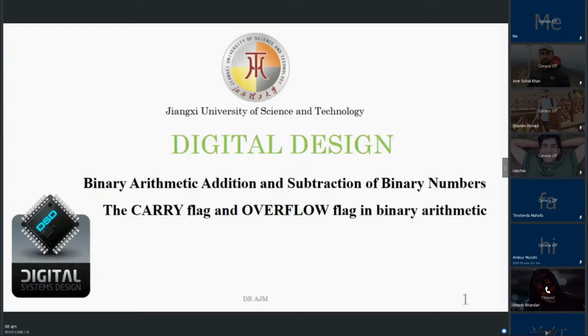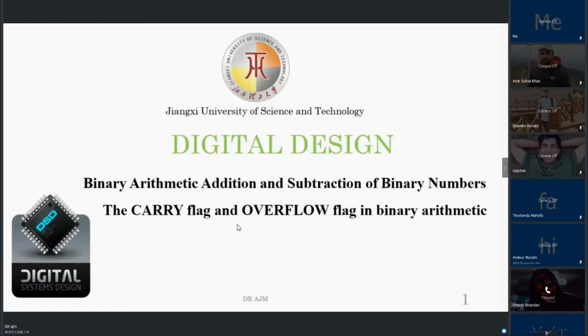Don't waste time on that. What I'm going to tell you today is about binary arithmetic, the addition and subtraction of binary numbers, and we will talk about the carry flag and overflow flag in binary arithmetic. It's not a difficult part, but it's related to the previous lectures that we have.